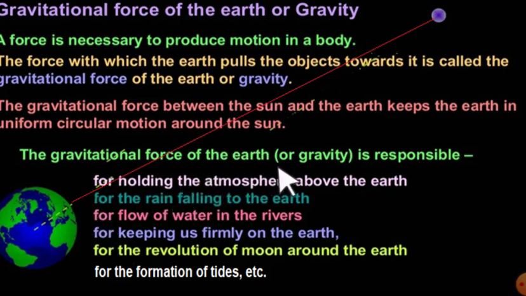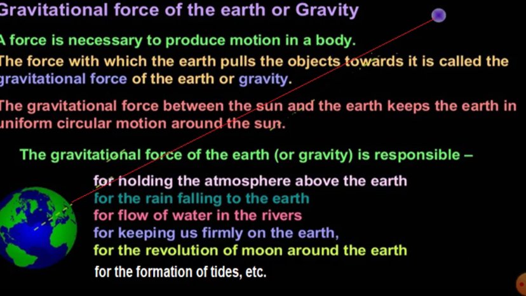The gravitational force of the earth or gravity is responsible for different phenomena like holding the atmosphere above the earth, for the rain falling to the earth, and it is also responsible for the flow of water in the river, for keeping us firmly on the earth, for the revolution of the moon around the earth, as I have said, and for the formation of tides, etc. There are different phenomena responsible for this gravitation, but these are some of the few important points responsible for the gravitational force of the earth or gravity.